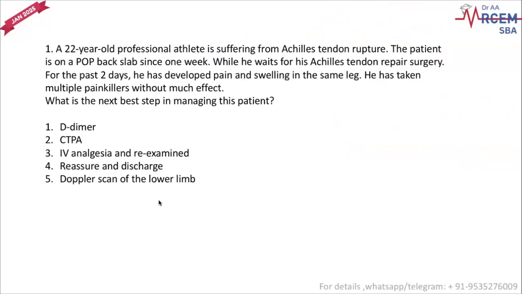The first one: a 22-year-old professional athlete is suffering from an Achilles tendon rupture and has been on a POP slab for the last 1 week. While waiting for Achilles tendon repair surgery, for the last 2 days he has developed pain and swelling in the same leg. He has taken multiple painkillers without much effect. What is the next best step in management?